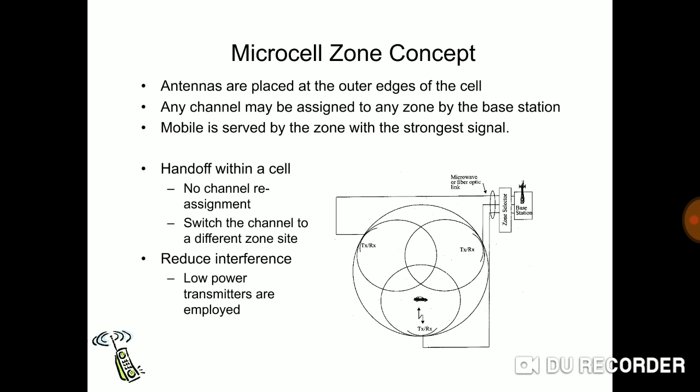The next one is the microcell zone concept. The antennas are placed at the outer edge of the cell, and here any channel may be assigned to any zone by the base station. So the handoff can be done within the cell, with no cell reassignment and no switching to different zones. It reduces the interference, and low power transmitting antennas are employed.